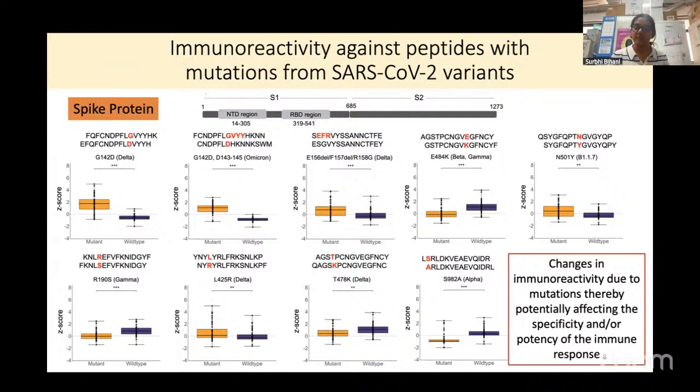So these are a few of the applications of how we have utilized peptide microarray to understand the immune response to SARS-CoV-2, and these can be applied to various other diseases as well. So that's it from my side. Thank you.